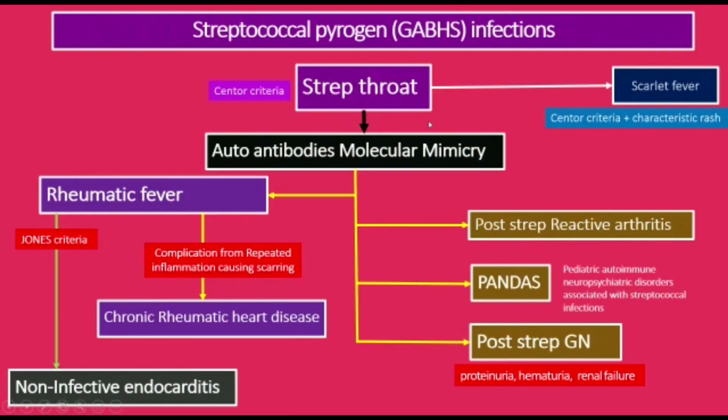So, as I said before, untreated strep throat will cause autoantibodies attacking our own tissue, and if they attack the joint, it will cause post-strep reactive arthritis. If they attack the brain, it can cause PANDAS, or pediatric autoimmune neuropsychiatric disorders associated with strep infection. And if they attack the glomerulus only, it can cause post-strep glomerulonephritis. And if they attack multiple tissues that fulfill the Jones criteria, then it is called rheumatic fever, and recurrent rheumatic fever that damages the heart valve can cause chronic rheumatic heart disease.